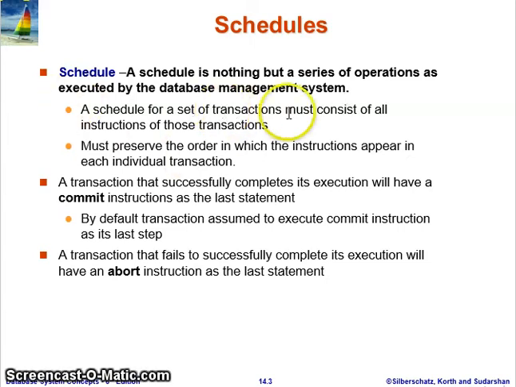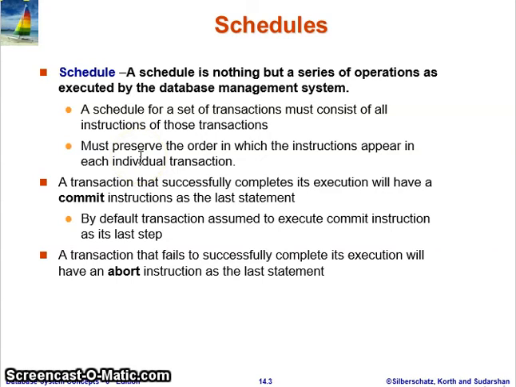A schedule for a set of transactions must consist of all the instructions of those transactions. Suppose transaction 1 has 5 operations, transaction 2 has 3 operations, and transaction 3 has 7 operations. A complete schedule containing all three transactions will have the 5 operations of the first, 3 of the second, and 7 of the other. The total is 5 plus 3 is 8, plus 7 is 15, so all 15 operations will be in this schedule.